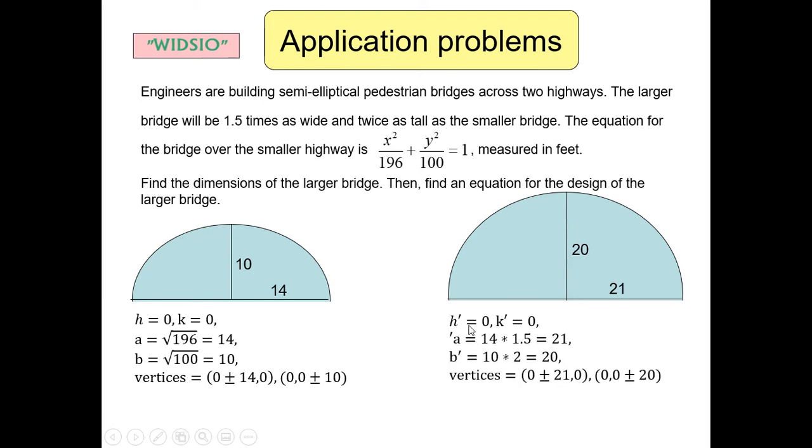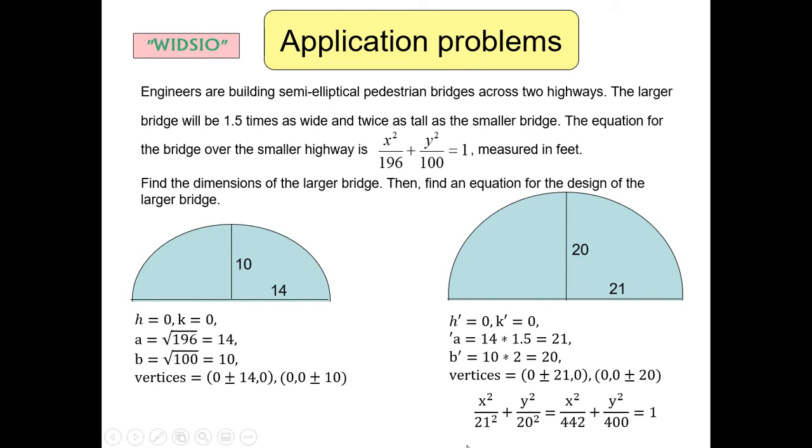My h prime, if I want to call it that, for the second bridge is 0. My k prime is 0. A prime is equal to 14 times 1.5, which is 21. B prime is 10 times 2, which is 20. So my vertices are at 0 plus or minus 21, comma 0, and 0, comma 0 plus or minus 20. Again, we're only looking at the part that's above the x-axis, so we're not looking at the negative vertices.